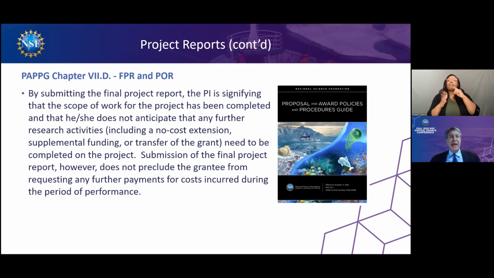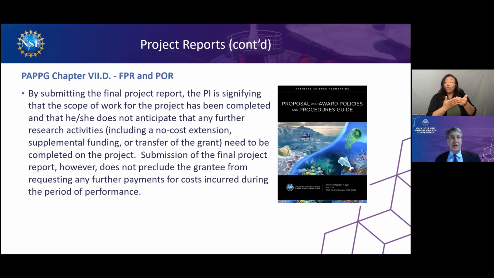This slide is just pointing out and pulling out the language from the PAPPG that basically includes language about the submission of the final project report, as well as the project outcomes report, the FPR and the POR. By submitting those reports, NSF is taking that the PI and co-PIs have completed the scope of the project. That means that they've done everything that they said that they were going to do, either in the original proposal or any approved changes of scope.